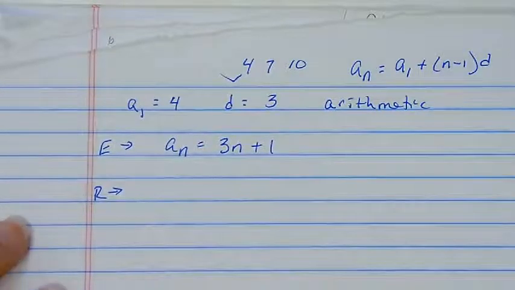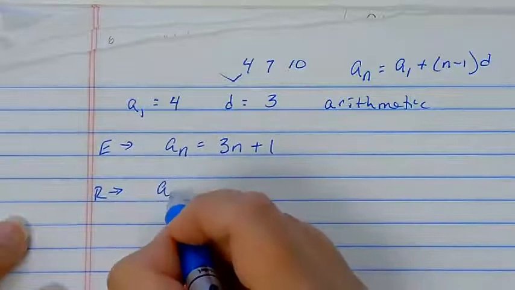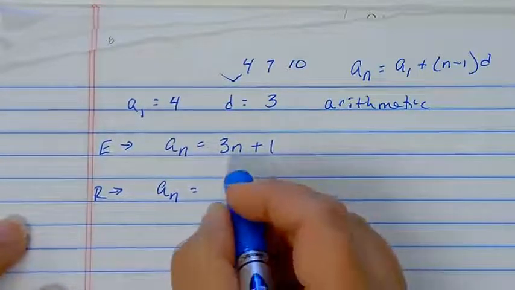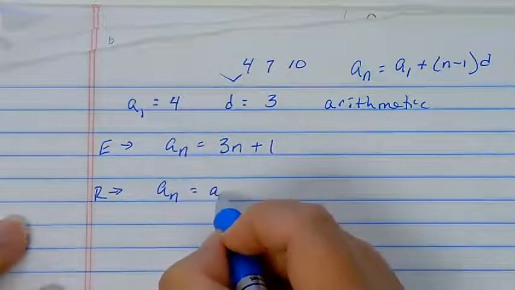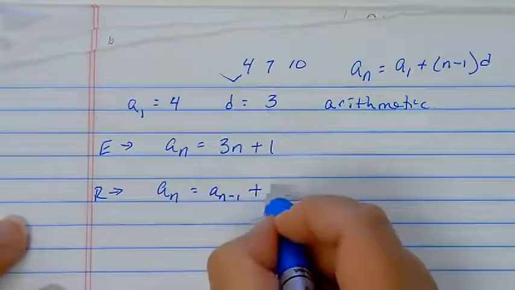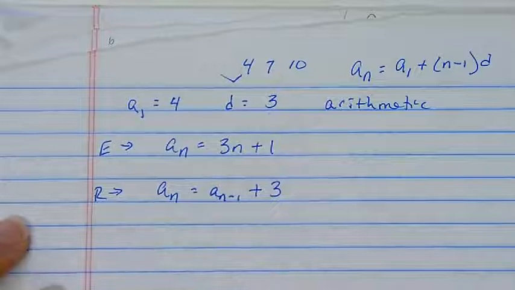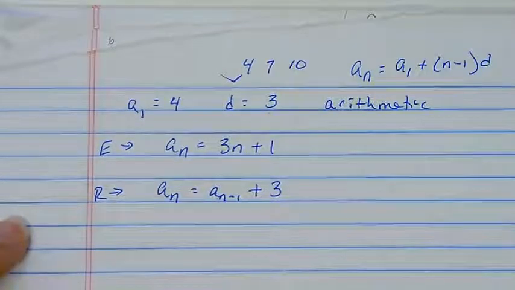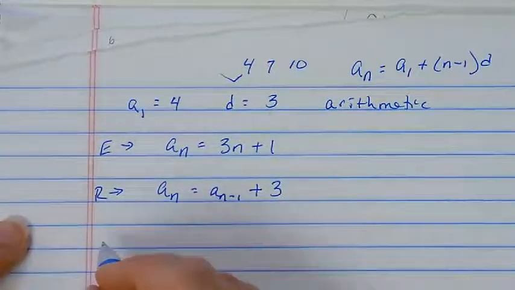The recursive rule is going to be different. To find this term, what am I going to do? I'm going to take the term before that term, and since the common difference is 3, I'm going to add 3 to the term before it. So that would be the recursive rule. Let's think of another one.